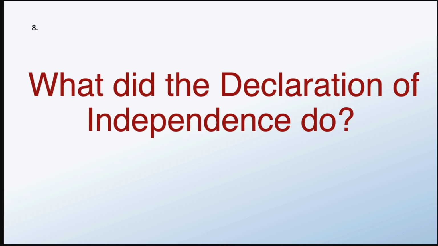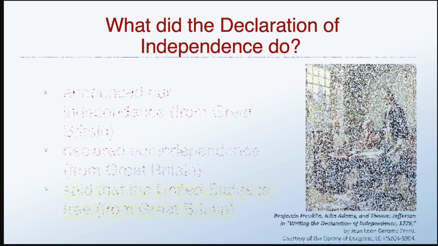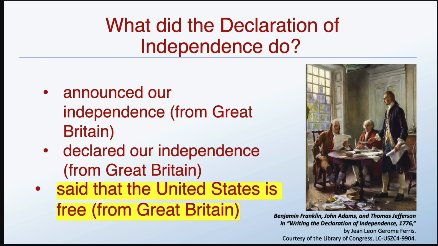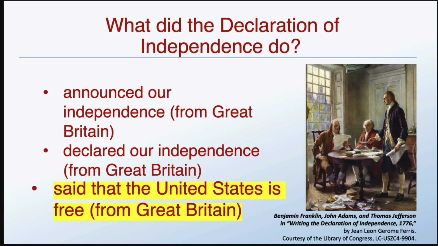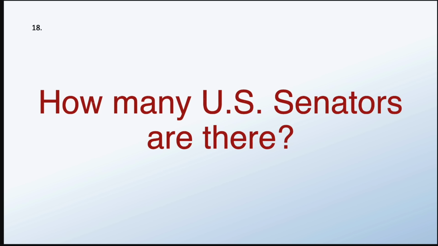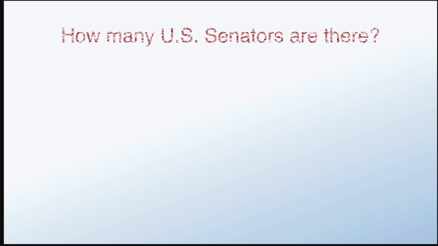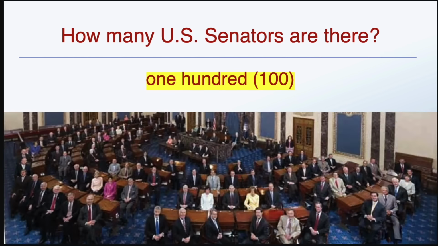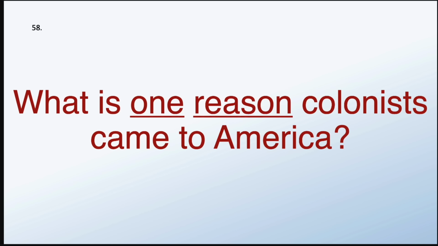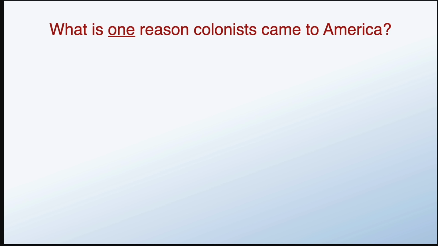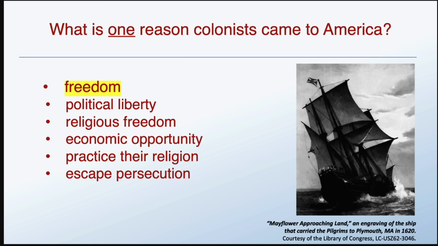What did the Declaration of Independence do? Said that the United States is free. How many U.S. senators are there? 100. What is one reason colonists came to America? For freedom.